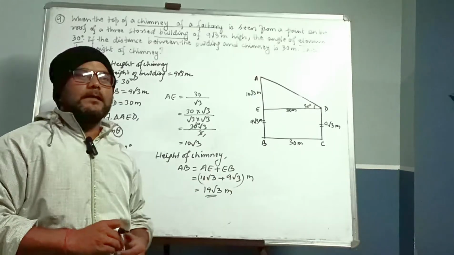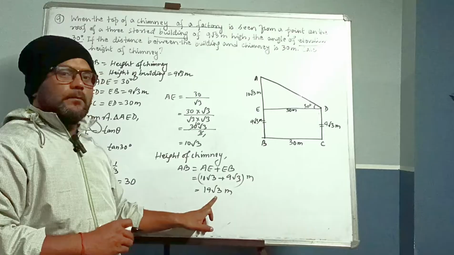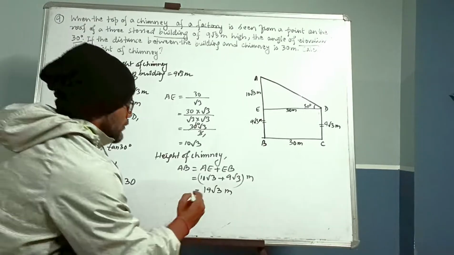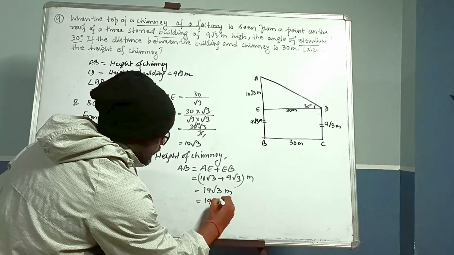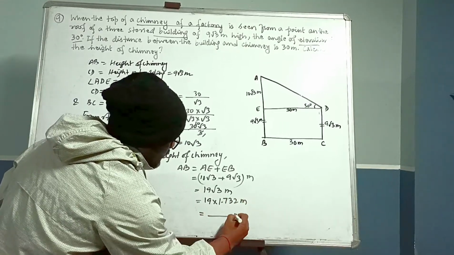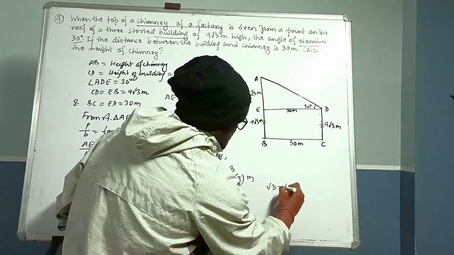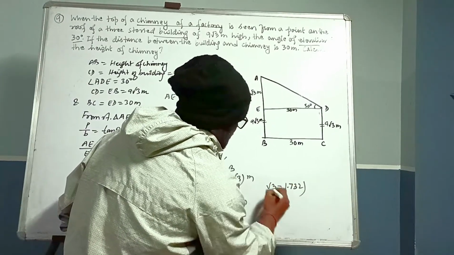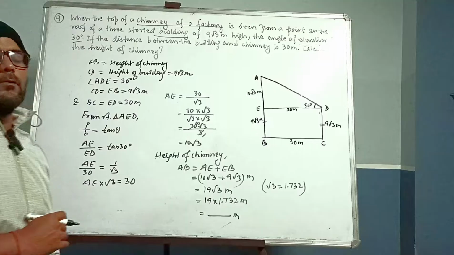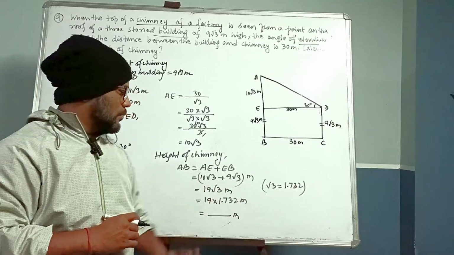But in the case of board examination, you are not supposed to leave it in this form. You have to substitute the value of root 3 as 1.732 and finally multiply it and get the value. So you must remember, boys and girls, the value of root 3 equals 1.732.